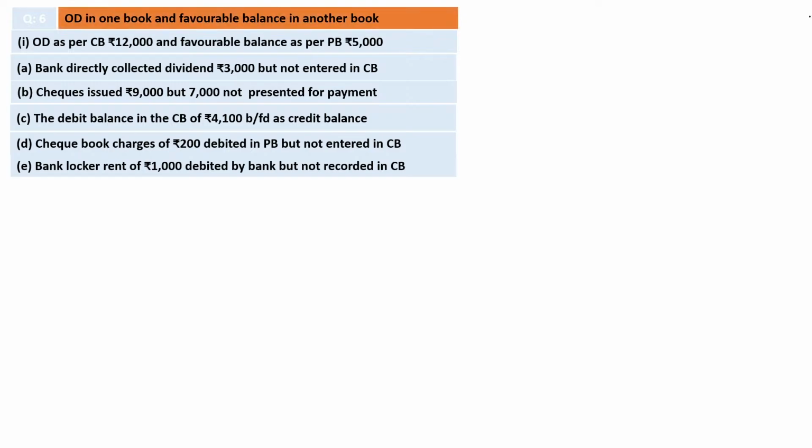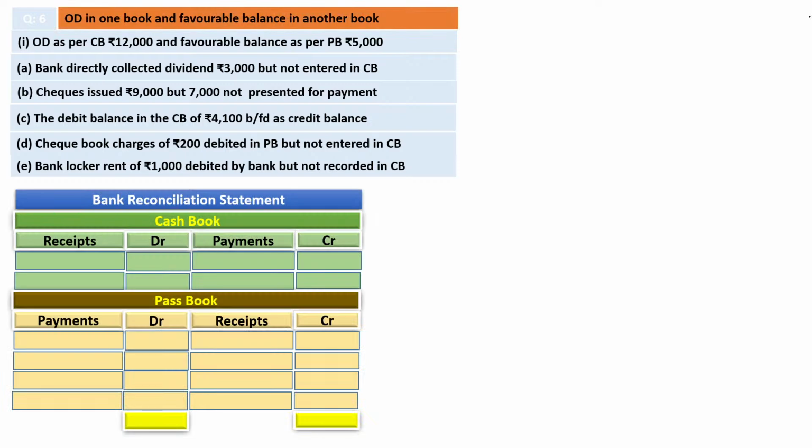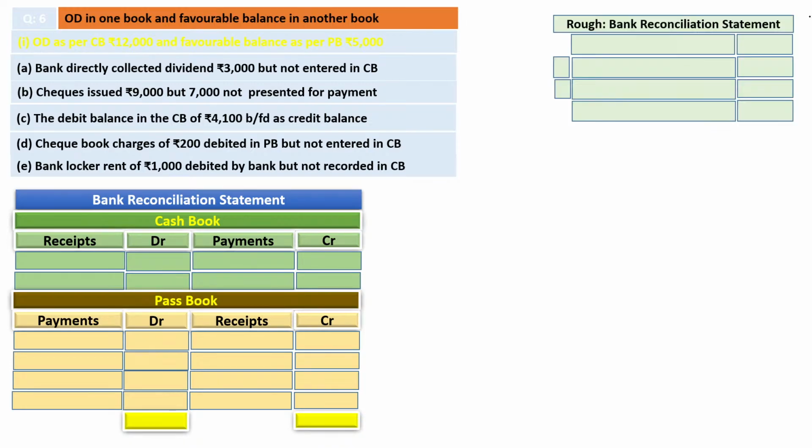Starting with the overdraft in one book and favorable bank balance in another one. So this is the scenario. Overdraft as per cash book 12,000 and favorable balance as per passbook 5,000. Cash book overdraft means it should be a credit balance. Favorable balance as per passbook is also a credit balance. Starting with credit and ending with credit. I'll just post that here. We'll work out that later.